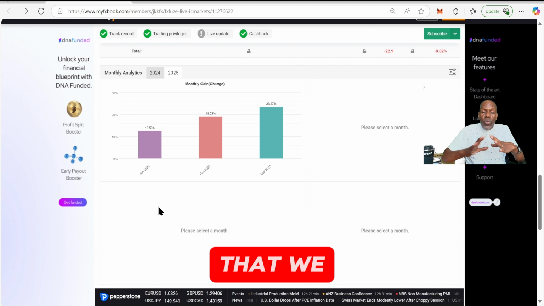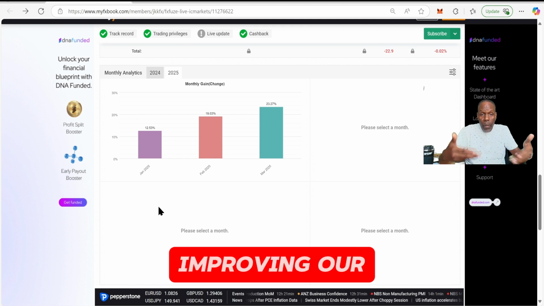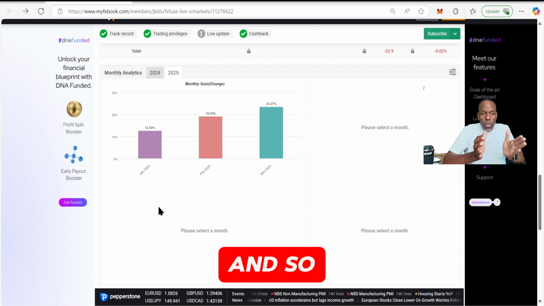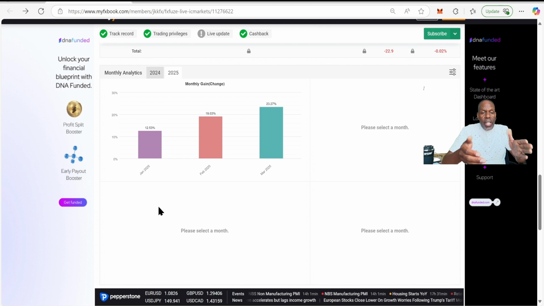It seems that we have a trajectory of improving our returns every month. Maybe I'm getting better with how I'm using this particular system and so on. And so for those who are joining right now, you are enjoying quite good results.